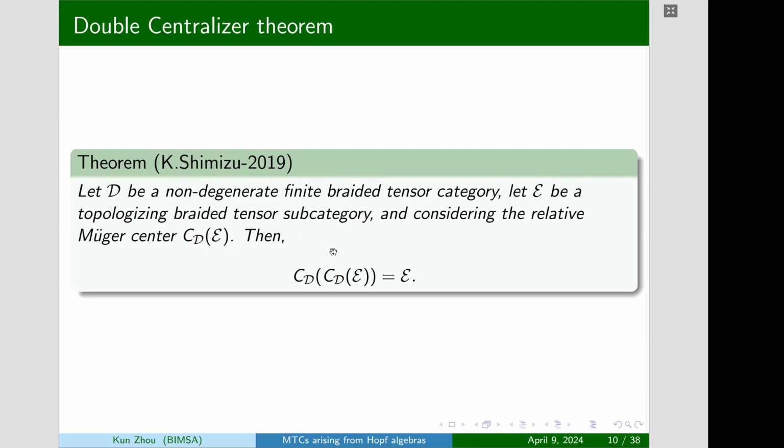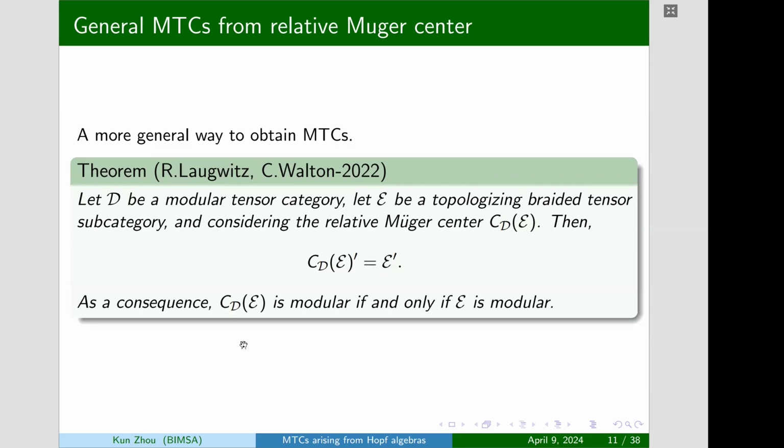Using this result, Laugwitz and Walton generalized Müger's result to non-semisimple cases. Let D be a modular tensor category, and let E be a topologizing braided tensor subcategory, and denote the relative centralizer of E by C_D(E). Then the Müger center of C_D(E) is just the Müger center of E. As a consequence, C_D(E) is modular if and only if E is modular. The only generalization is that D need not be semisimple, and here E, which is a topologizing braided subtensor category.